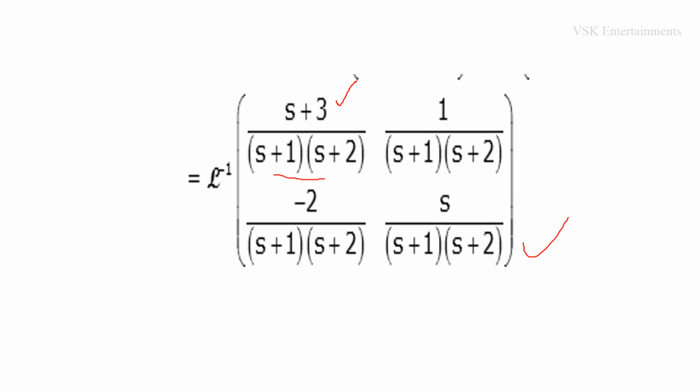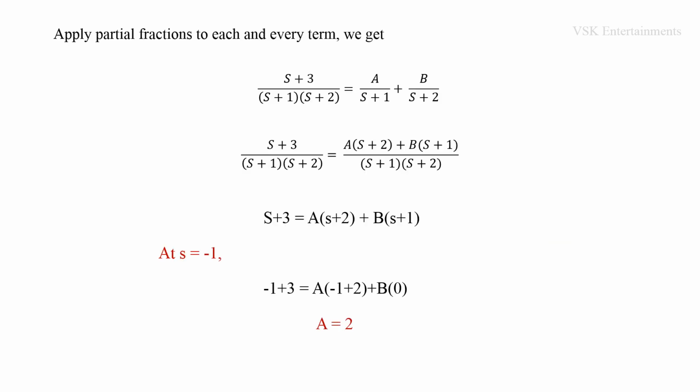Now if we observe these factors, the inverse Laplace transform is not possible for these factors. So we have to make these factors into simple factors which are applicable for the inverse Laplace transform. So consider each and every factor and, using partial fractions, make these factors into simple factors. Now consider the first factor, that is s plus 3 by s plus 1 into s plus 2. Make this factor by using partial fractions, that is s plus 3 by s plus 1 into s plus 2 is equal to A by s plus 1 plus B by s plus 2.